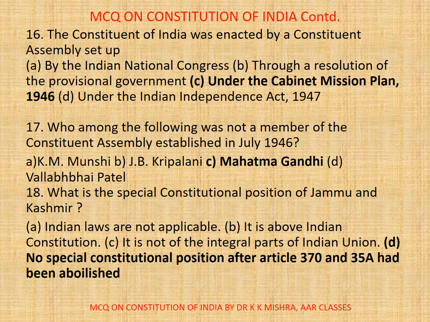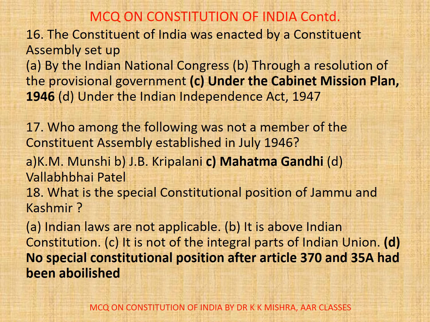16. The Constitution of India was enacted by Constituent Assembly set up A. by the Indian National Congress, B. through a resolution of the Provisional Government, C. under the Cabinet Mission 1946, D. under the Indian Independence Act 1947. Correct option is C. Under the Cabinet Mission Plan 1946.